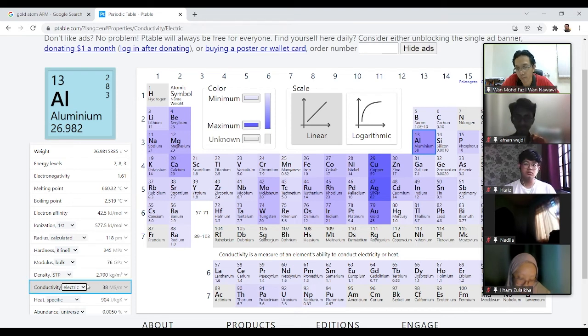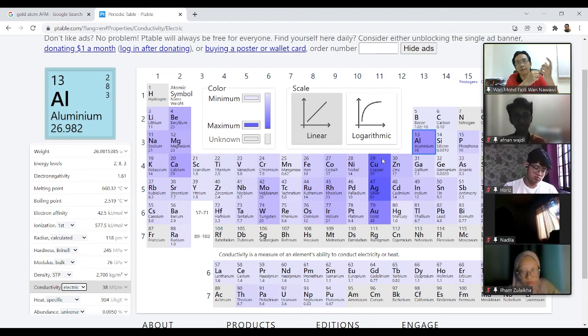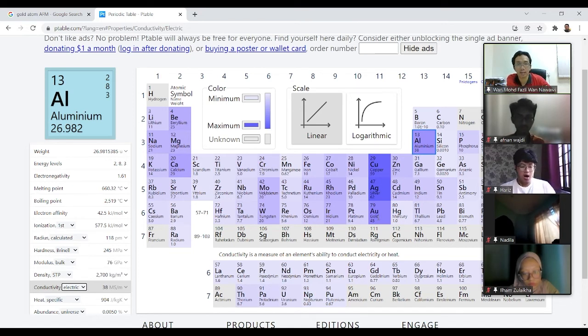Okay, about the electric, so I go to electric. About the conductivity, you see that copper is one of the ones that give the highest electrical conductivity. The highest one is silver. This Ag is silver, and gold is the third highest conductor of electricity.